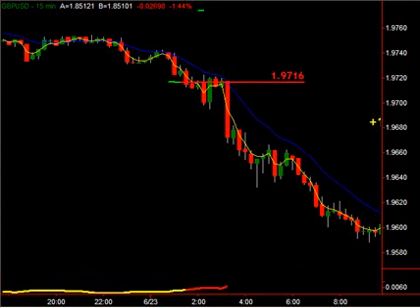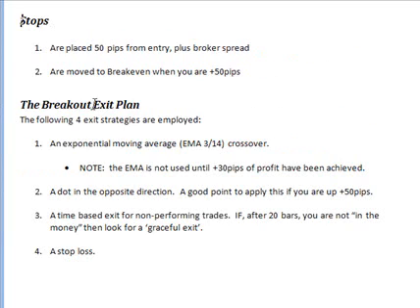Let's have a look at the rules of the system, and we'll just cover them, stops and exits. Your stops are placed 50 pips from entry, plus broker spread, and they are moved to break even when you're up 50 pips. The exits are based on a first come, first serve basis. The first type of exit is if your EMA 3 and 14 lines cross over, and that's employed if you're up 30 pips. You can also look for any dots in the opposite direction, and we employ that if you're up 50 pips.